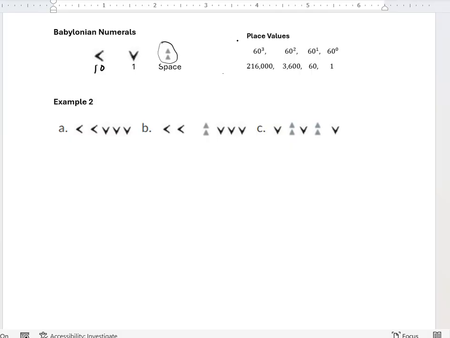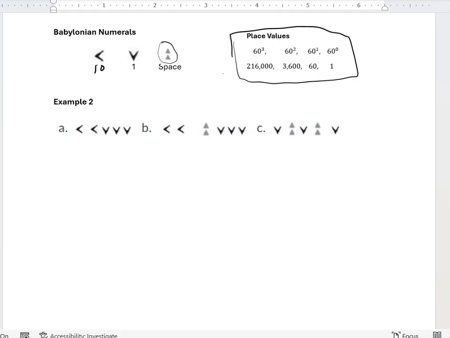And then the other important thing is looking at the place values. So for the Babylonians, they're in base 60. So we start with 60 to the 0 power, which is 1, 60 to the first power, which is 60, 60 squared, which is 3600, 60 cubed, which is 216,000.